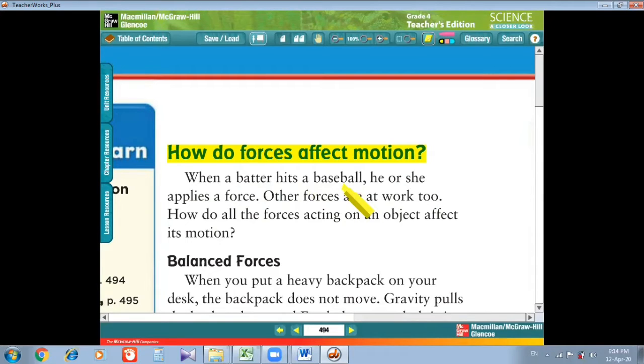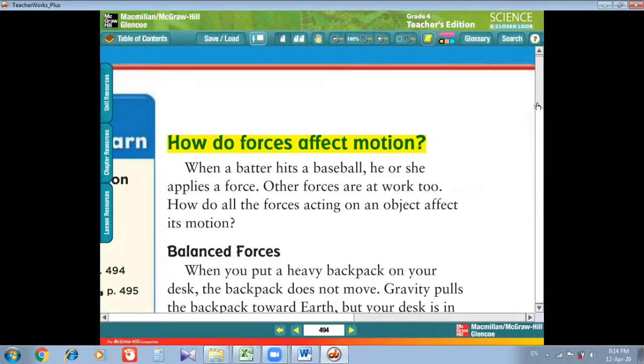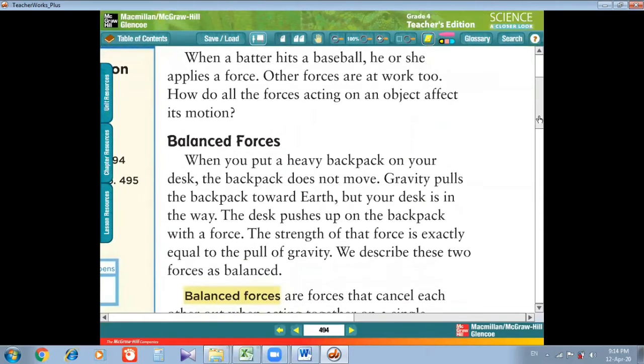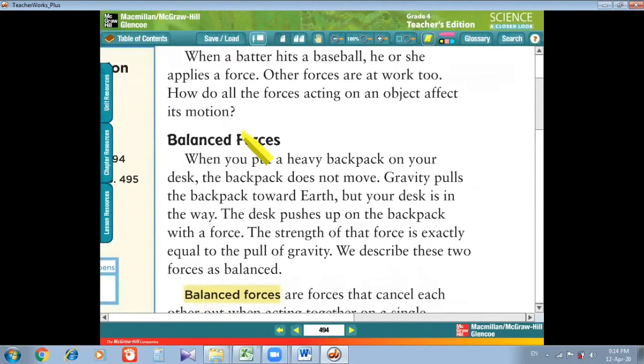So how are all these forces affecting the movement of the ball, the motion? Here we are going to discuss this. In this topic, we are going to learn about balanced forces and unbalanced forces.